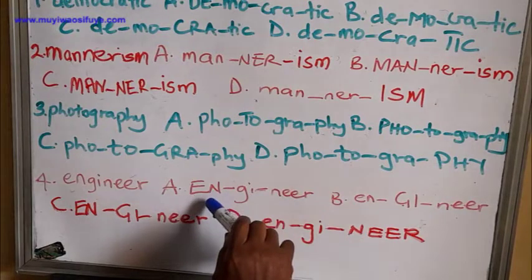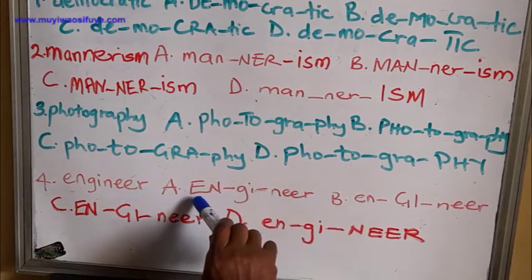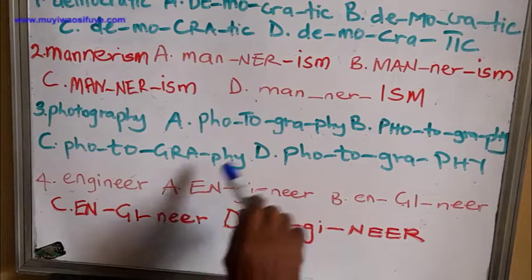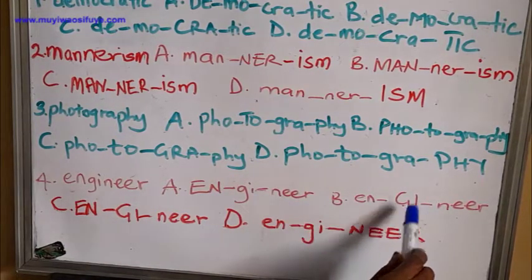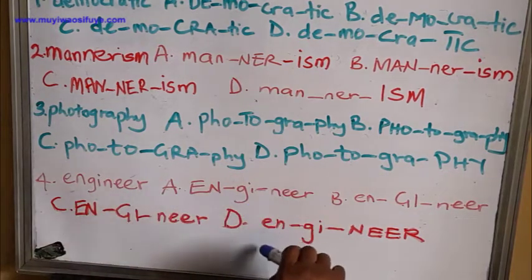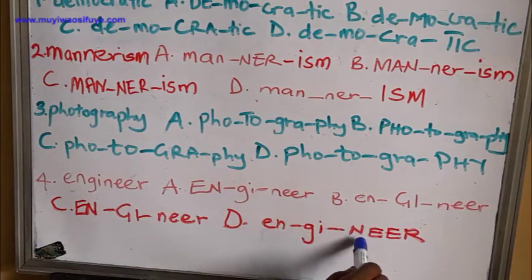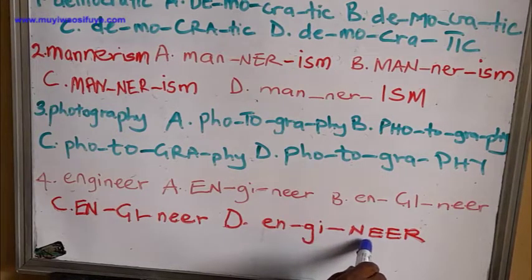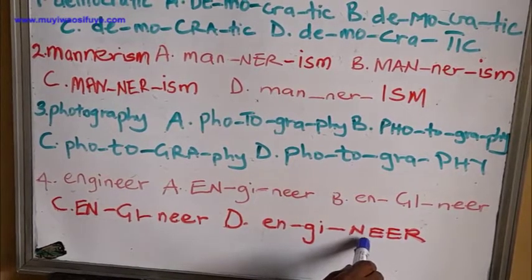If you look at these options, for option A, the stressed syllable there is the first syllable. For option B, it is the second syllable. For option C, it is the first and second syllable, while option D is the third syllable. So the correct option here is option D, where we have the stress on the third syllable.